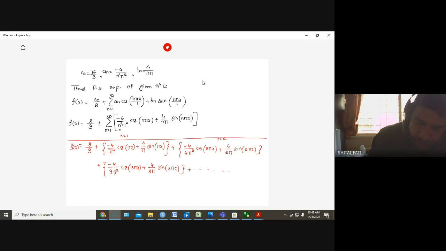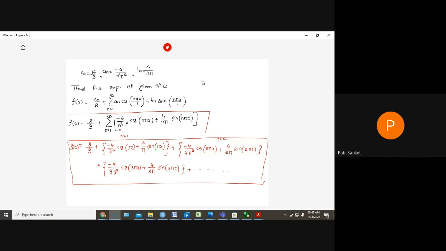In the exam, you don't have to write this, but this should be known to us. In the exam, what you have to write? Writing up to this step will be sufficient. Yes.